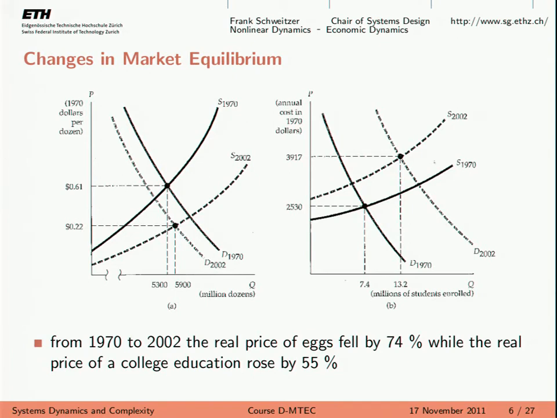Again, you know what happens when you start playing with these curves left and right. In fact, this is a real case. This is the market for eggs. From 1970 to 2002, what happened to the demand? It decreased. And the supply actually increased, right?